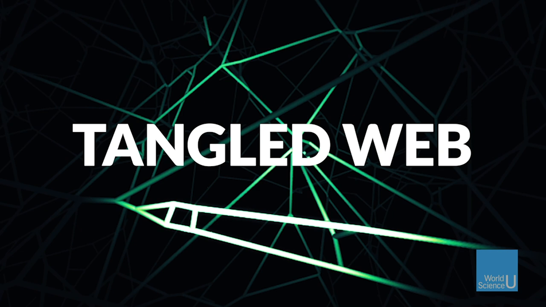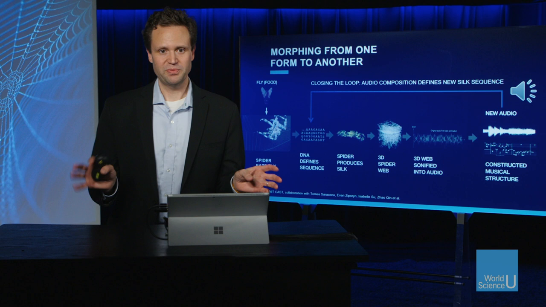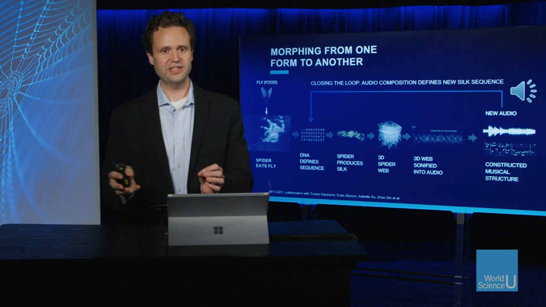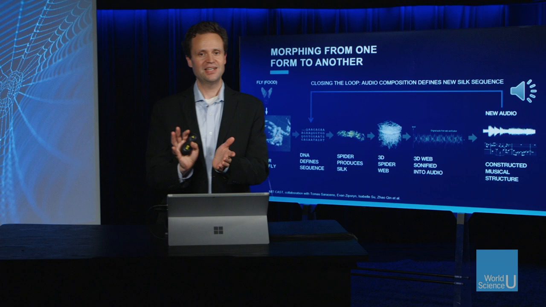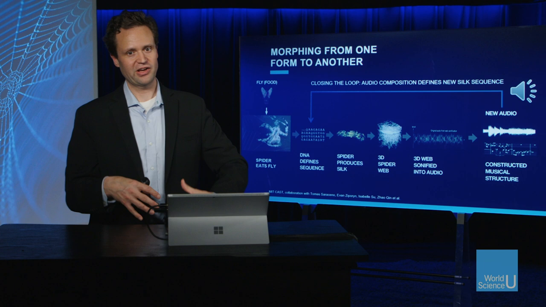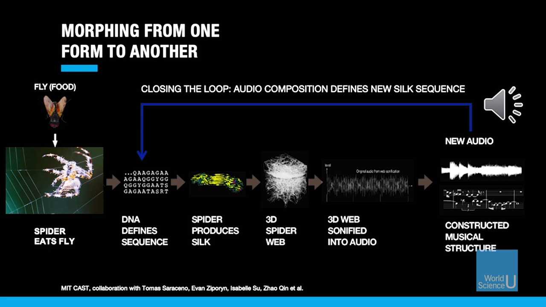All right. So another way we've used the musical instrument is we have thought about building a model in music of what the spider does when it eats the fly and it breaks the fly into its molecular building blocks, creates new amino acid sequences through the DNA sequence, the language, it creates new proteins and builds a new web from that.